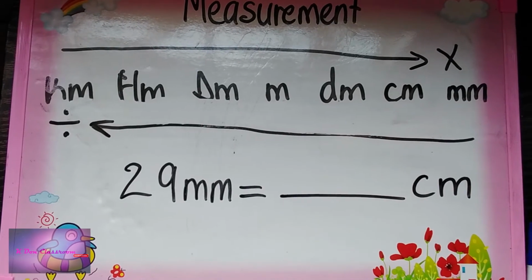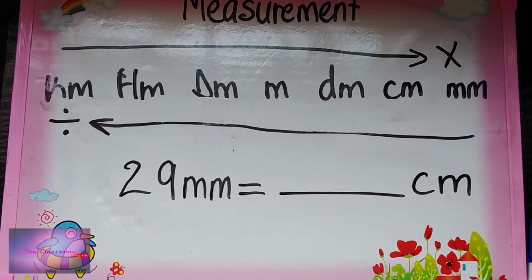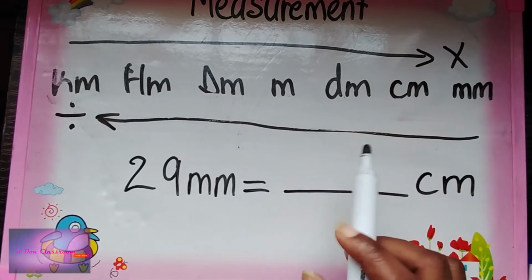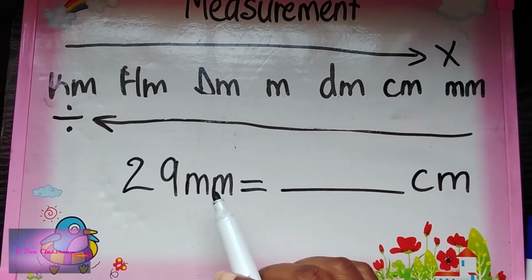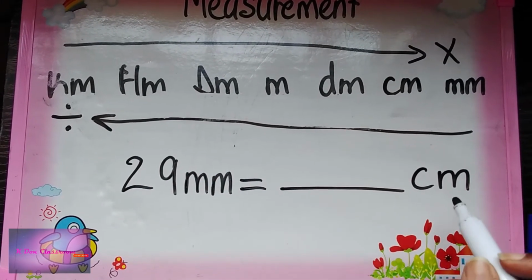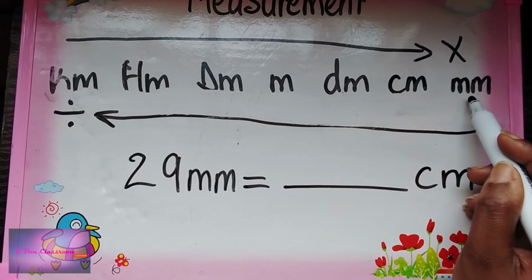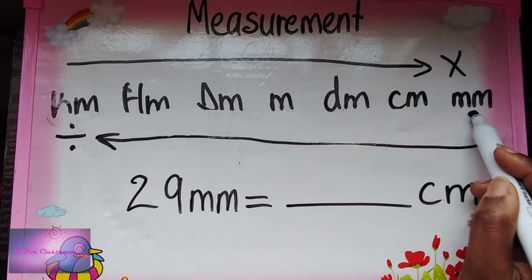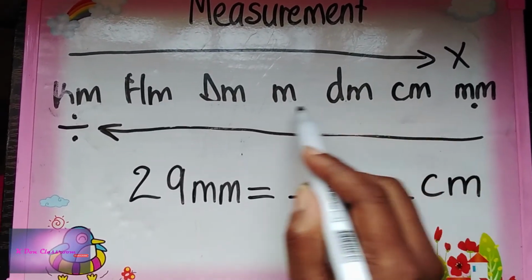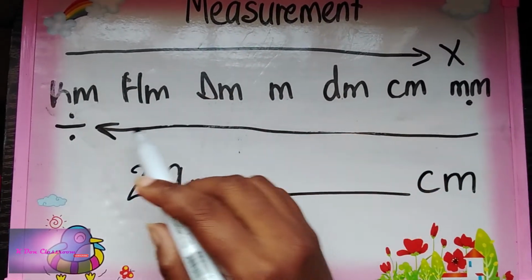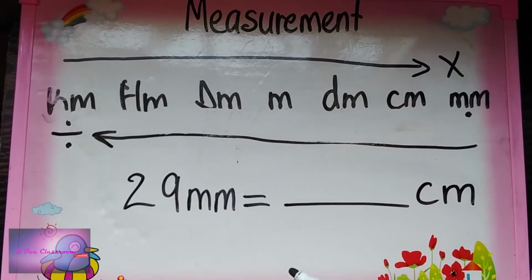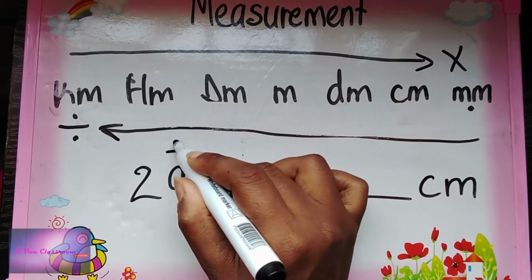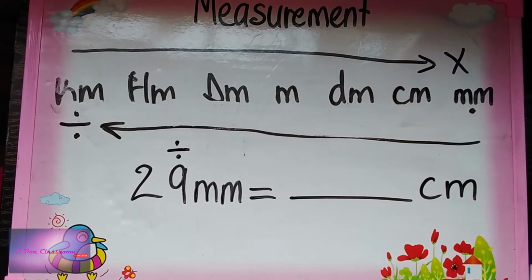Now we have 29 millimeters and we're changing it to centimeters. So let's look at our table, where we're starting from and where we want to go. So on the table, we're starting here at millimeters. And when we look, centimeter is going to the left. So this means that we are not going to multiply this time. We are going to divide because we are moving to the left.